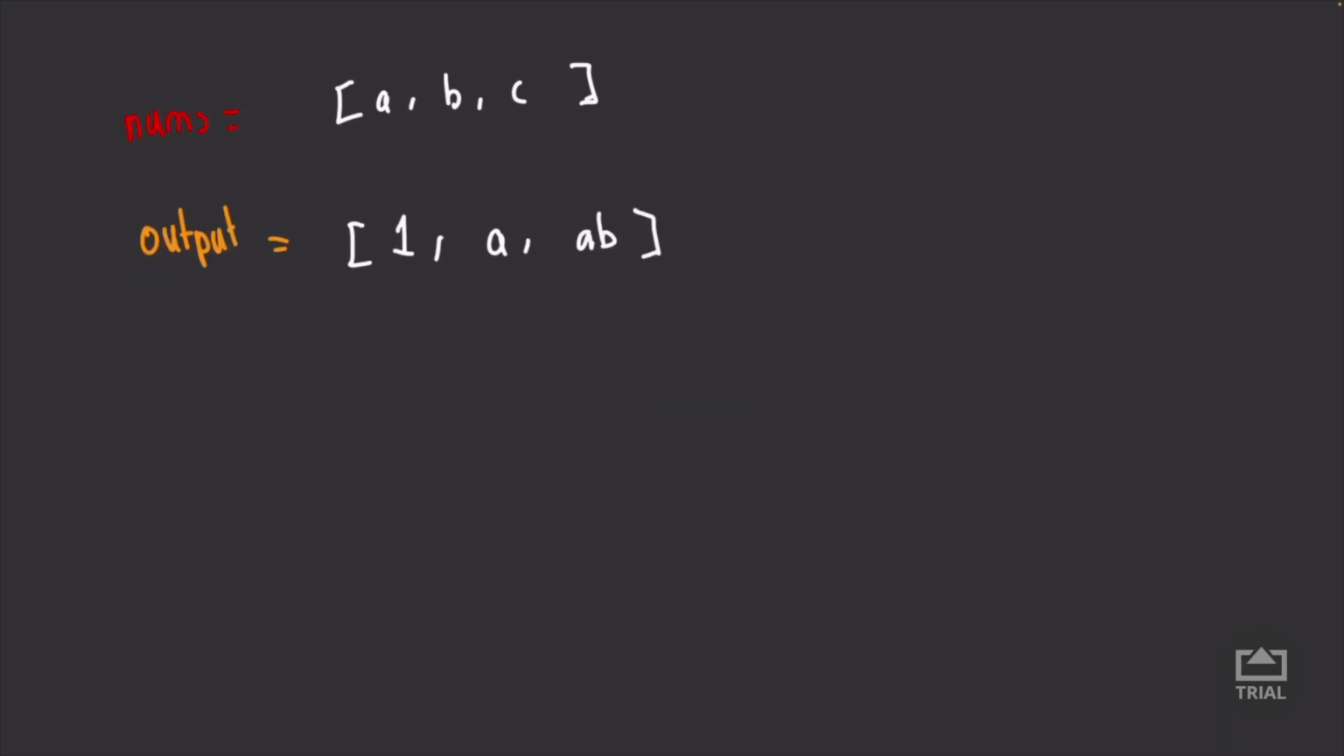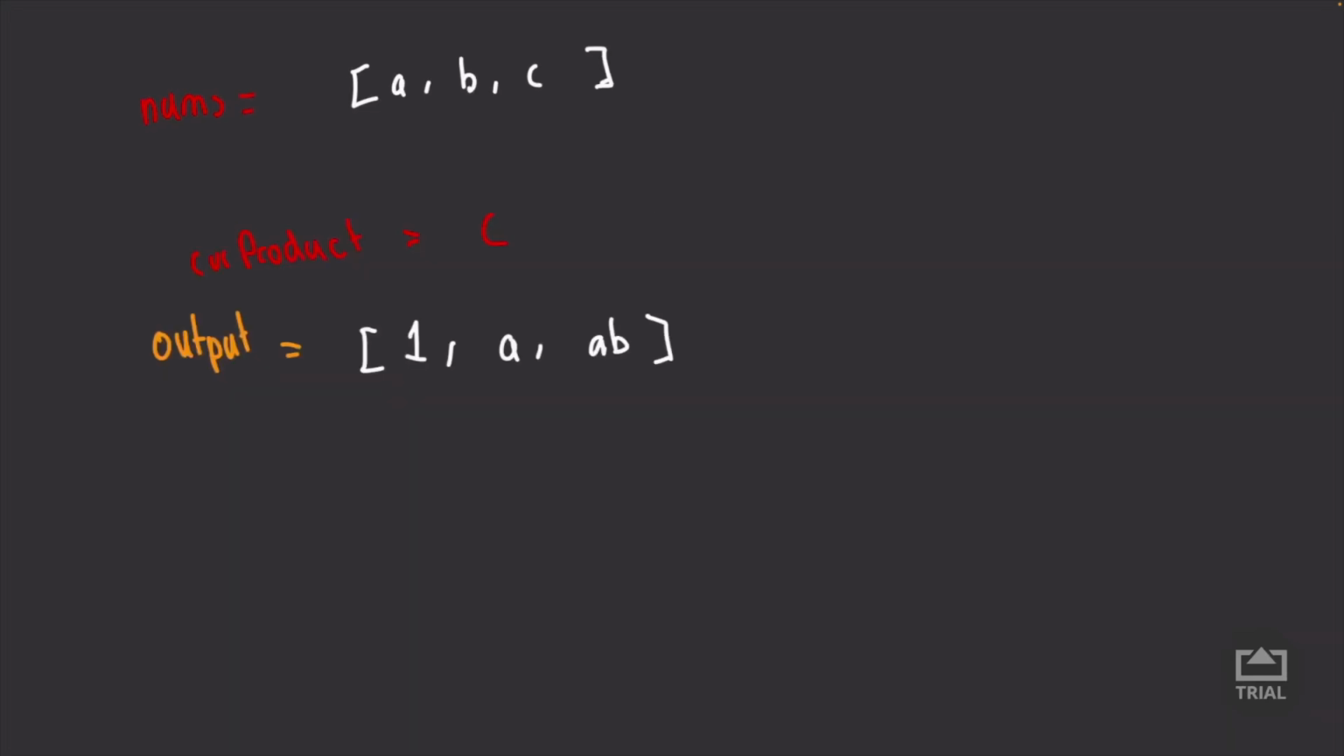If we are given this input array a, b, and c, what I'm going to do is formulate an output array where at the very first index it's going to start with a 1, and then this next index is going to be this previous index multiplied by the very first index here. So 1 times a is equal to a. And then at this very last index, index 2, we're going to multiply the previous index in this output array by the next index in the nums array, which gives us AB.